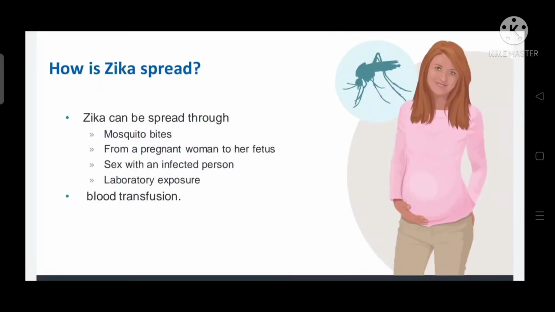Next, we will see how the Zika virus is spread. I already told you that the Zika virus is spread through mosquito bites, and it is also transmitted from a pregnant woman to her fetus, and through sex. Sometimes the Zika virus may be spread through blood transfusion. It's very likely but not confirmed. And there are no reports of infants getting the Zika virus through breastfeeding.